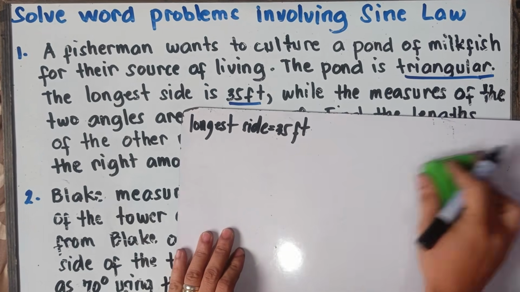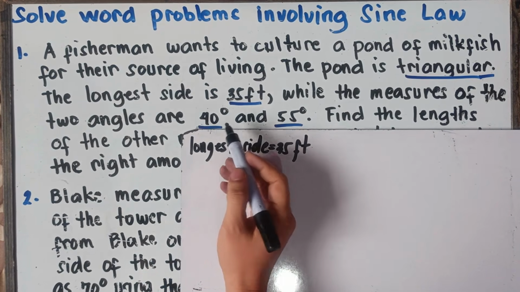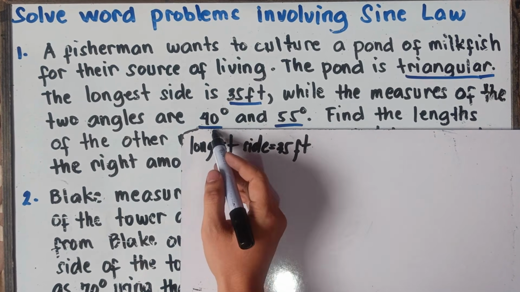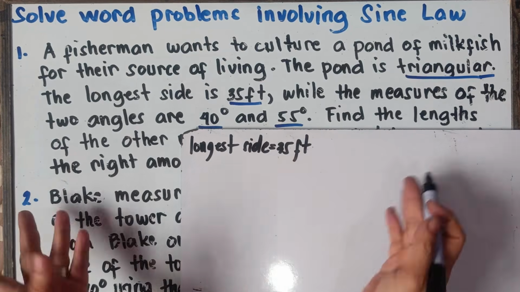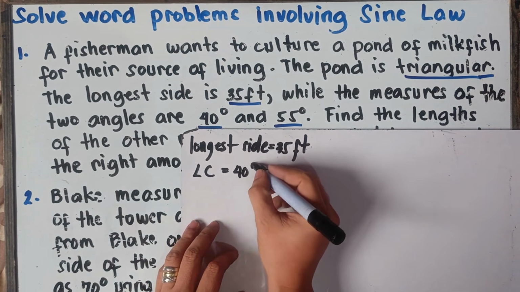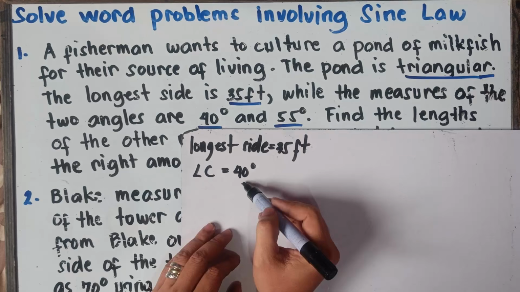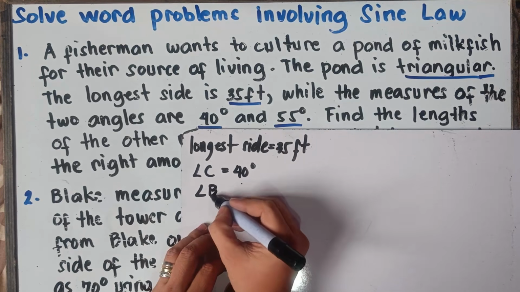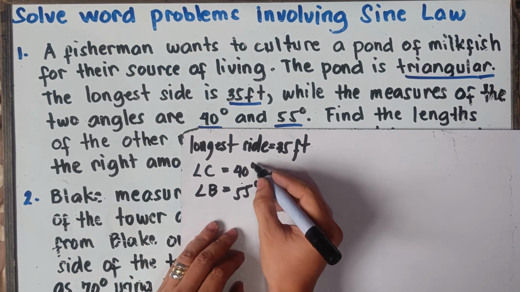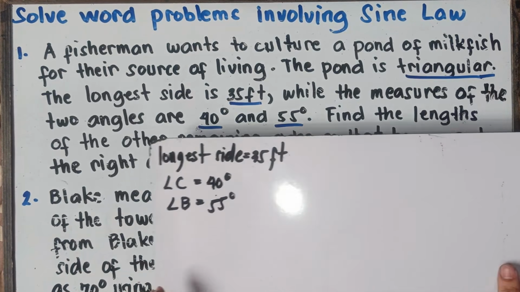Alright, so you can have angle C and angle B, or you can have angle A and angle B. Let's have angle C and angle B. Angle C is 40 degrees and angle B is 55 degrees. Once again, you can make this angle A, it doesn't matter. So therefore, we don't have the value of angle A.